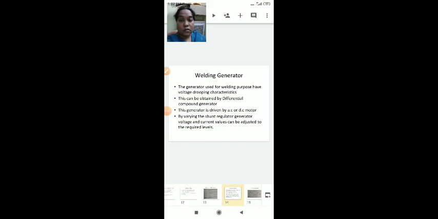Next, the next topic is welding generators. This is one of the applications of the DC generator, right? Here the generator used for welding purposes has voltage dropping characteristics. We are using a differential compound generator here. Already I told you, differential compound is used in arc welding. This is one of the applications, right? Let's see what the application is. What is used for this arc welding?